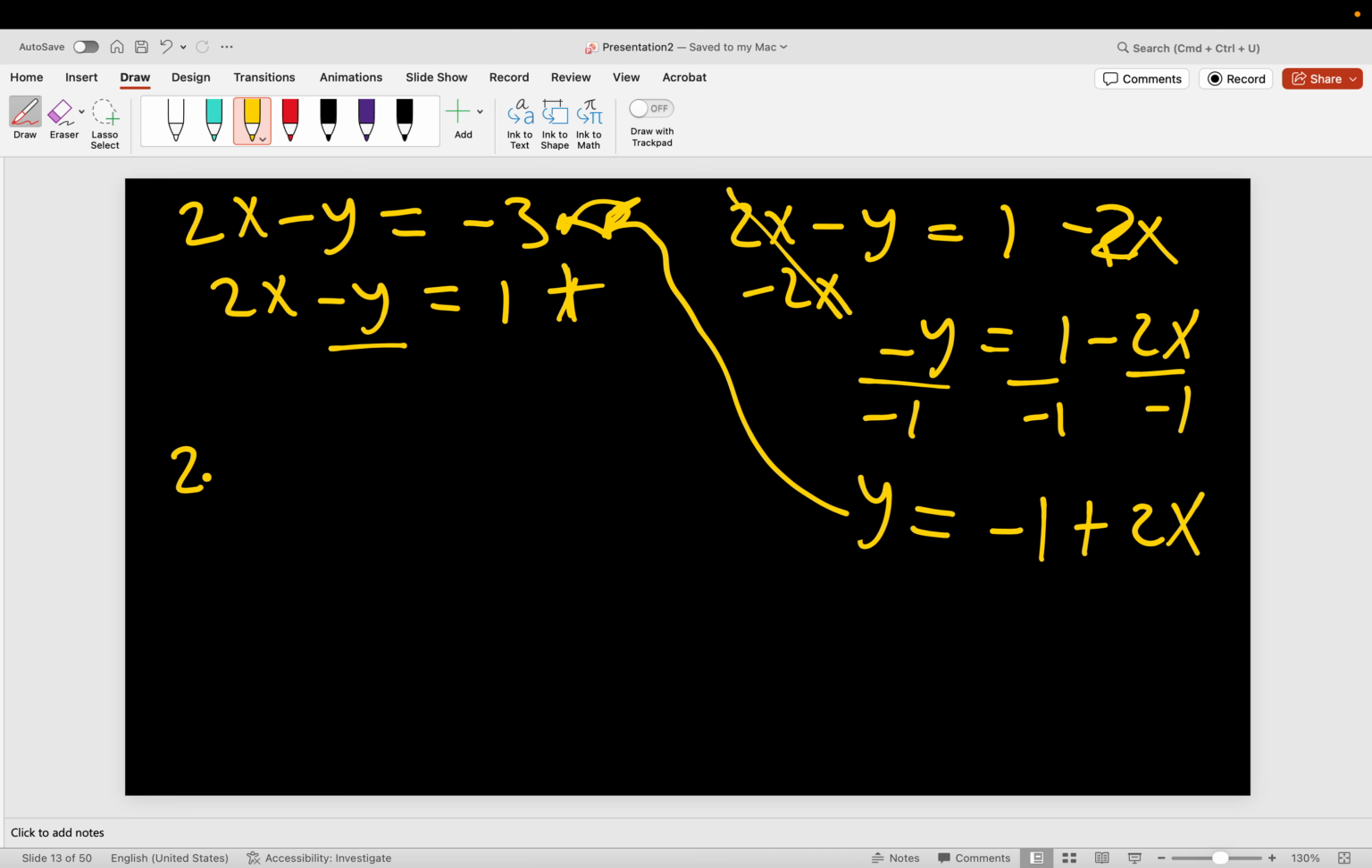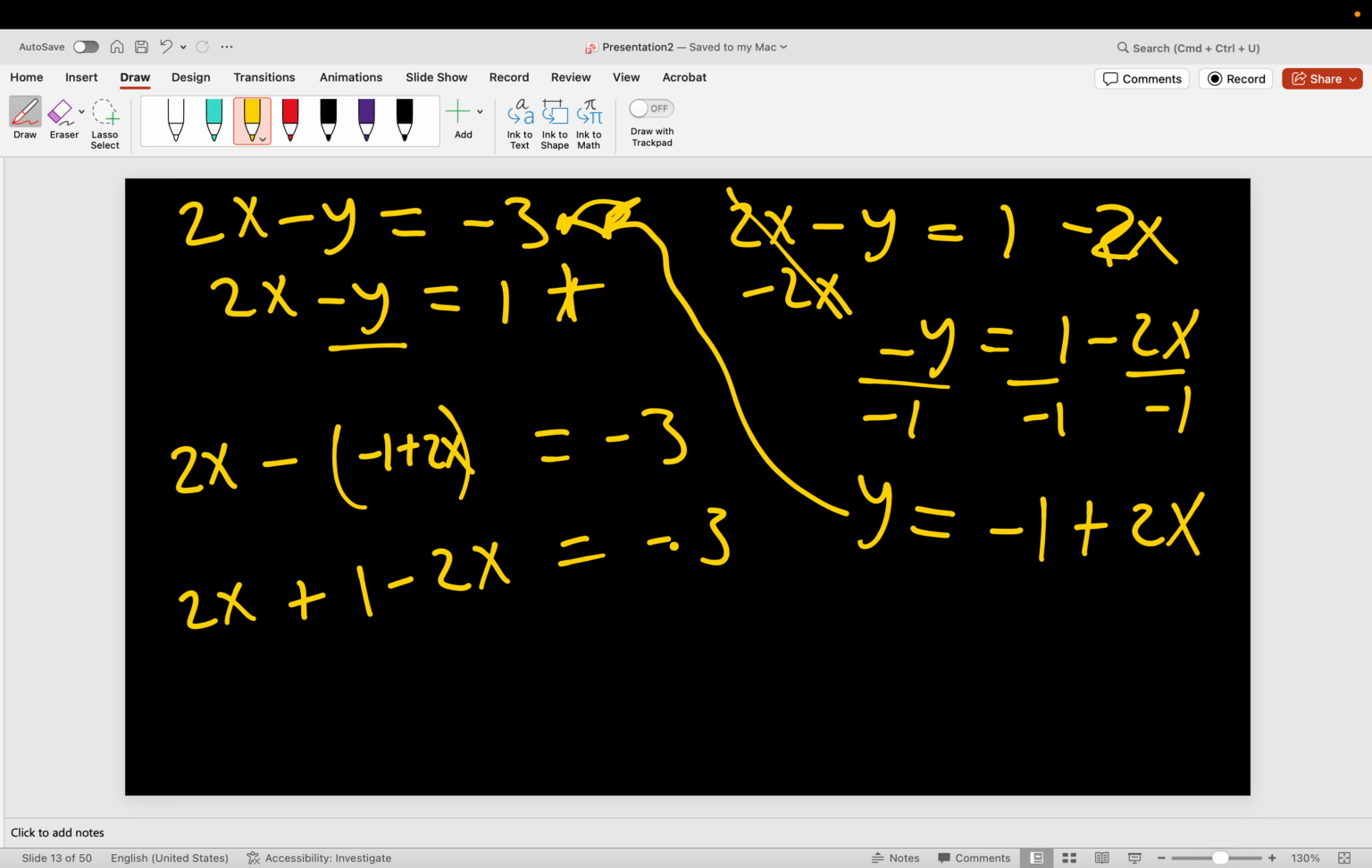So now it's going to be 2x minus y, which is equal to negative 3. Now instead of y, I'm going to put negative 1 plus 2x. So it's 2x, negative times negative is positive, so that's positive 1. Negative times positive is negative, so that's negative 2x, which is equal to negative 3. 2x minus 2x is 0, so I'm left with 1 equals negative 3.